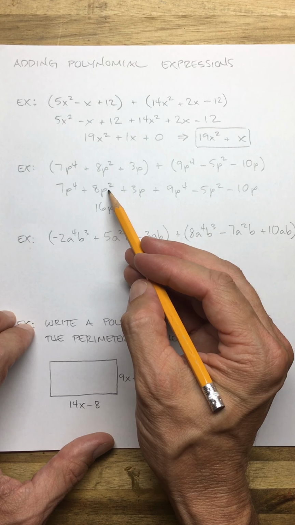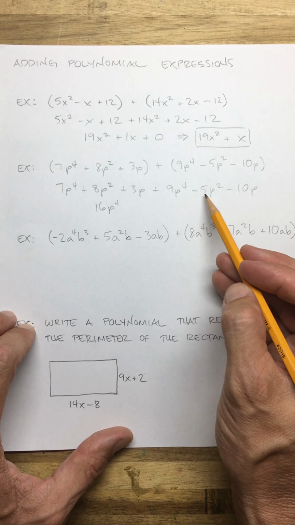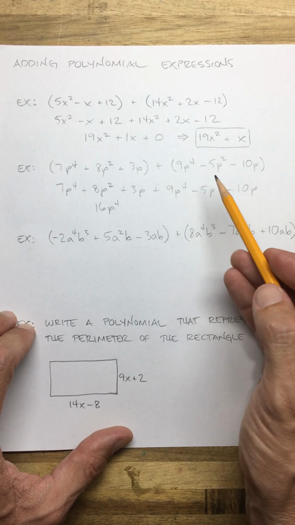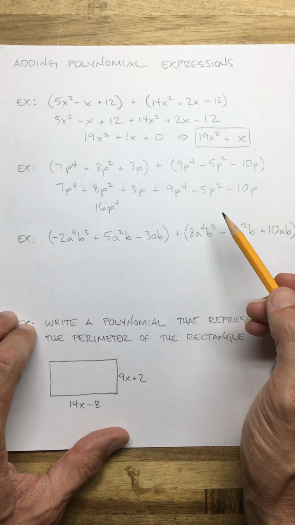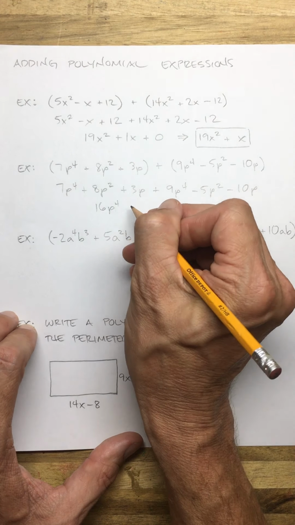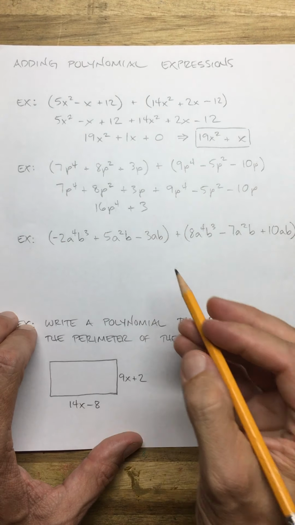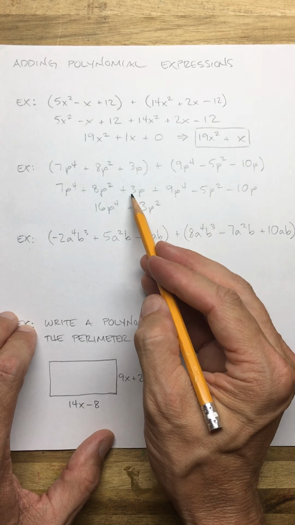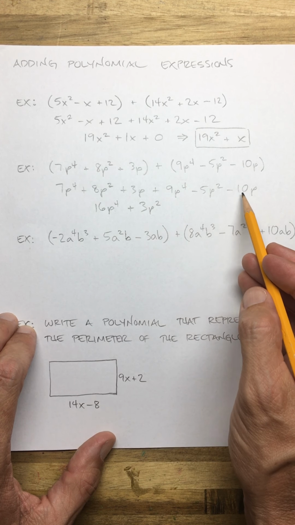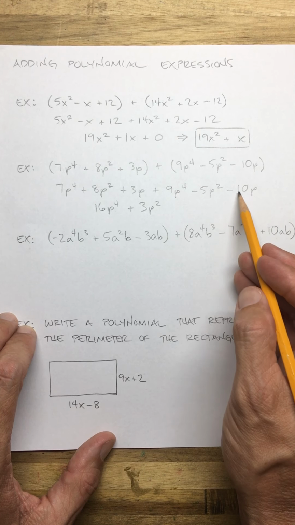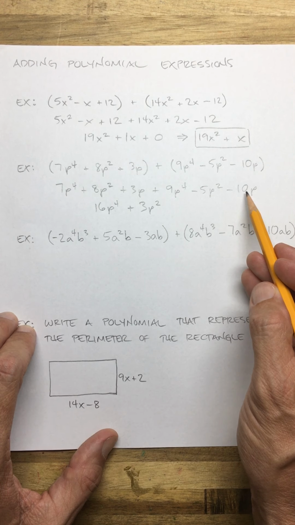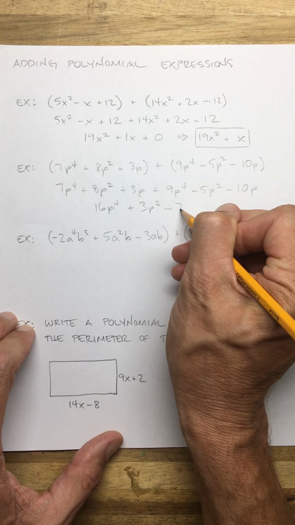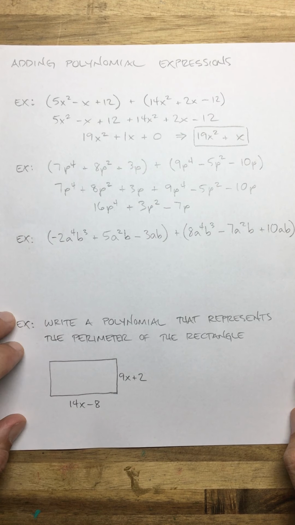Then I have 8 of the p squareds, and here I have negative 5 of the p squared. So here I have 8 of them, and here I'm taking away 5 of them. So if I had 8 and I take away 5, that leaves me with exactly 3. 3 of the whats? 3 of the p squareds. So 3p squareds. And finally, here I have 3 p's, and if I look down here, I have 10 p's, but I'm actually subtracting 10 p's. So I start with 3, I'm subtracting 10, so 3 take away 10 is negative 7. Negative 7 of those p's, okay?